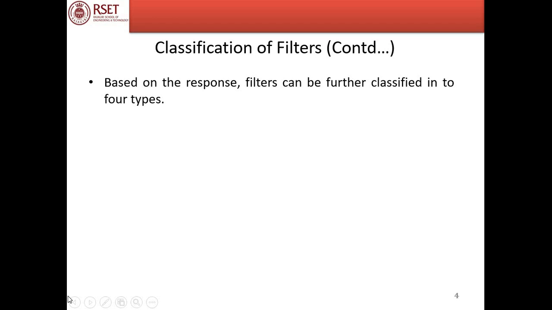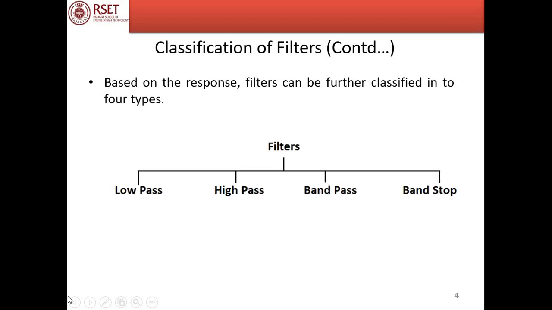So, we discussed the classification of filters based on their implementation techniques and components used for realization. Now, filters can be further classified into different types based on their frequency response. The types are low pass filter, high pass filter, band pass filter, and band stop or band reject filters. We will discuss each of these in detail and study the frequency response of these filters.